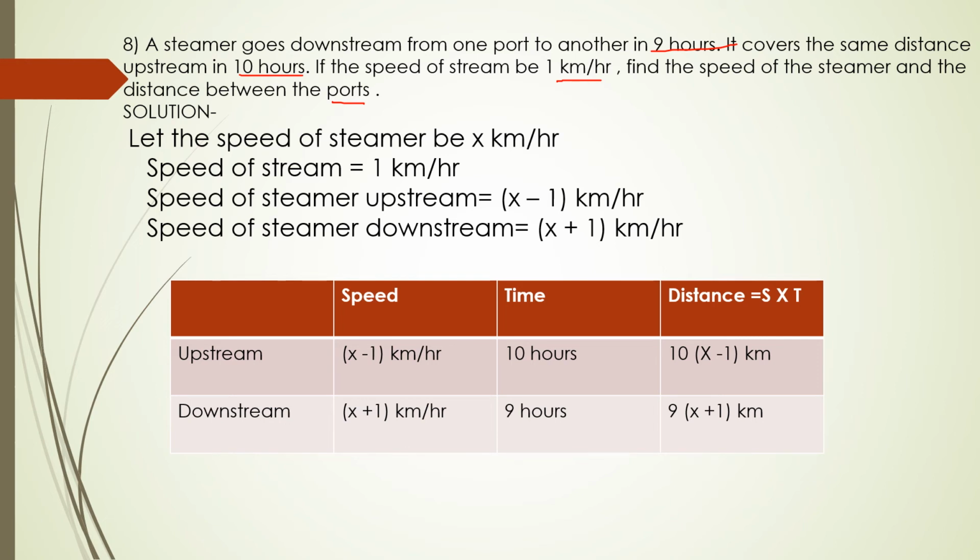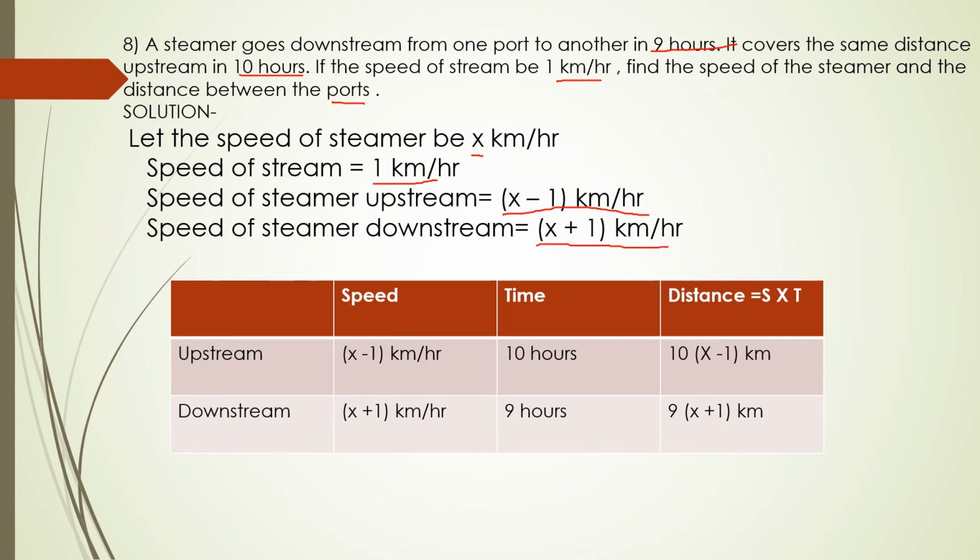So let the speed of the steamer be x kilometer per hour. The speed of the stream is 1 kilometer per hour. Now the speed of the steamer upstream. Always remember, whether it is a question of a swimmer, steamer, boat, whatever, the speed of each of these will be written first and the speed of the stream will be subtracted or added later on. So speed upstream would be x minus 1 kilometer per hour, whereas the speed of the steamer downstream is x plus 1 kilometer per hour.